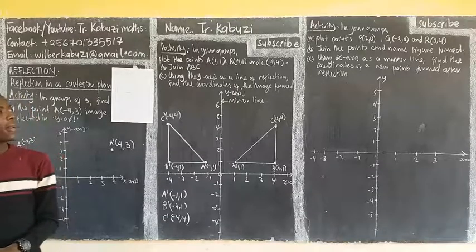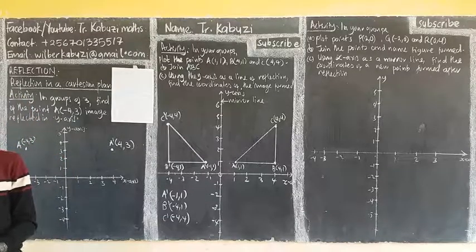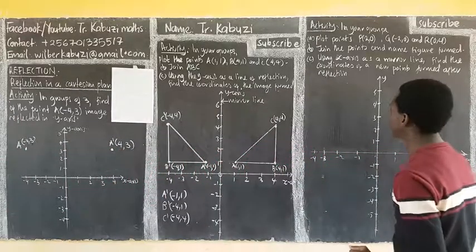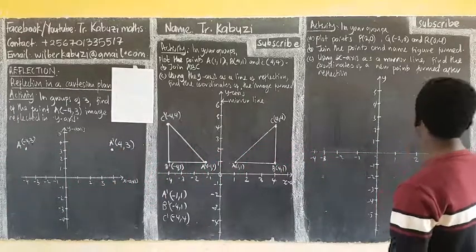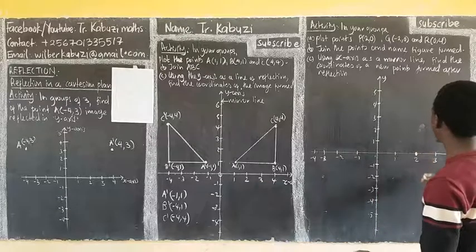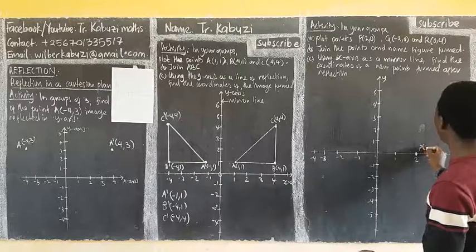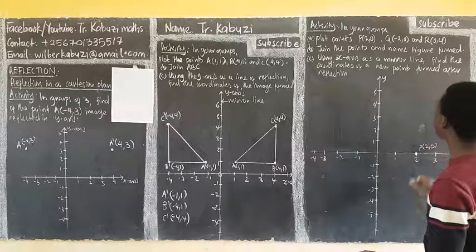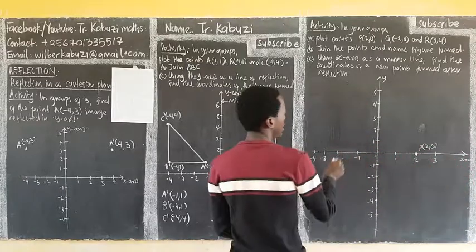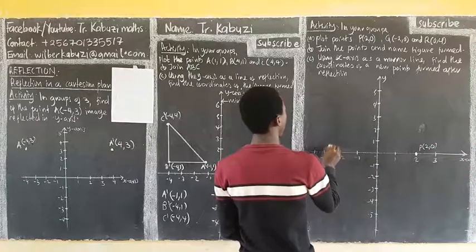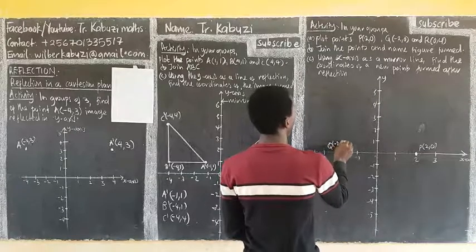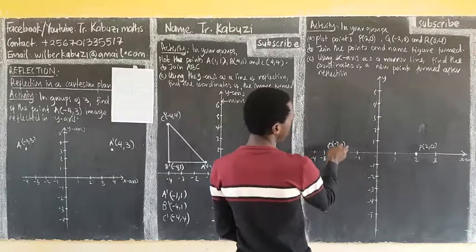Okay? Let us now move to activity 2. We had the P, which is 2, 0. 2, 0 is here. This is going to be our P, which is 2, 0. Q is -2, 0. This is our Q here. -2, 0. You see, -2, then 0.